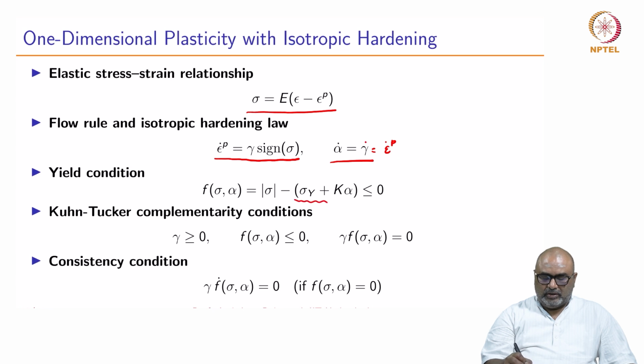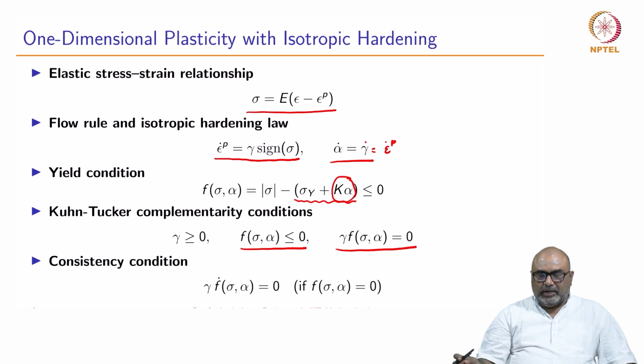So, isotropic hardening is going to modify the value of the yield stress. The yield stress is going to evolve and expand and increase the elastic range, and that increase in elastic range is coming from k times α, where α is the isotropic hardening variable. The Kuhn-Tucker complementary conditions are similar to before: γ greater than or equal to 0, f(σ, α) less than or equal to 0, and γ f(σ, α) is equal to 0.